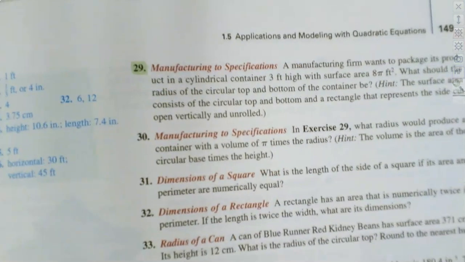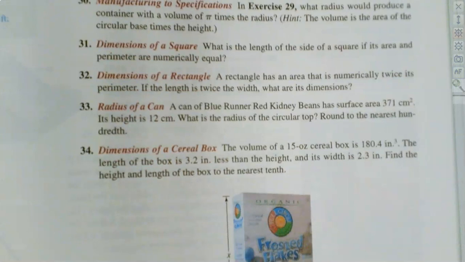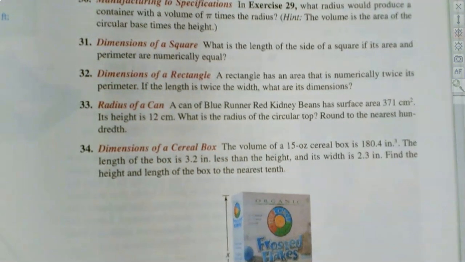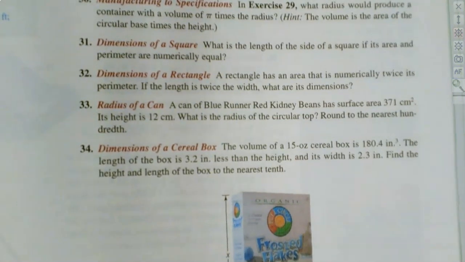So question 32 from our textbook. This one's actually a little bit easier, and it's just talking about a rectangle. A rectangle has an area that is numerically twice its perimeter. If the length is twice the width, what are the dimensions of this rectangle? This is question 32 on page 149.